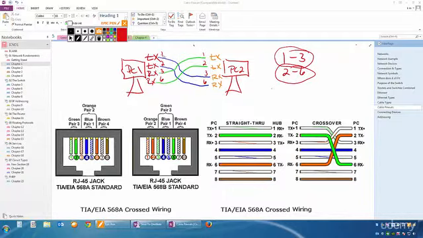1 to 3, 2 to 6. You don't need to remember 1 to 3, 2 to 6, 3 to 1, 6 to 2. That kind of gets a little bit too much. If you want to memorize it that way, that's fine. But 1 to 3, 2 to 6. That's all I remember. I know on this side is 1 to 3, 2 to 6, and on this side is 1 to 3, 2 to 6.